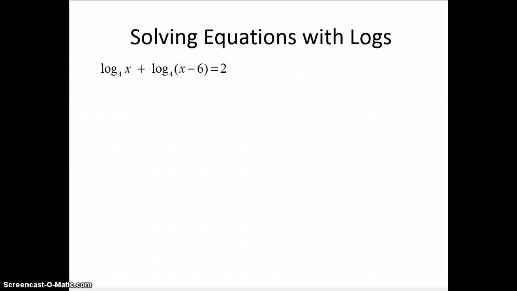Right? Again, with that philosophy of if you can combine 2 logarithms into a single logarithm, I would every single time. So since this is addition, I can rewrite it as log base 4 of the 2 items multiplied together.